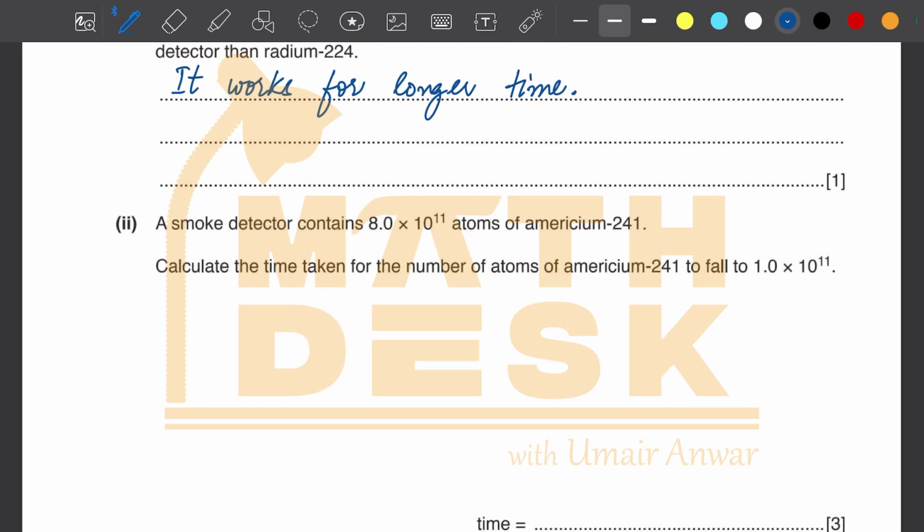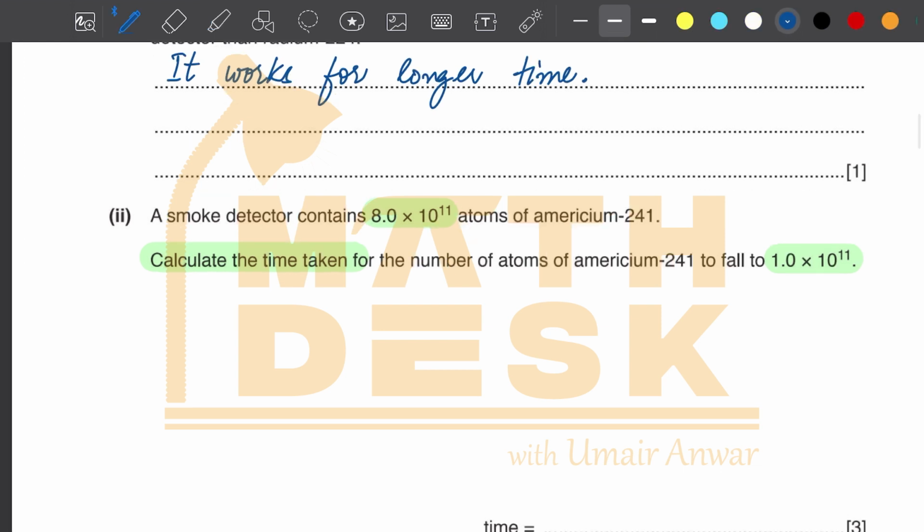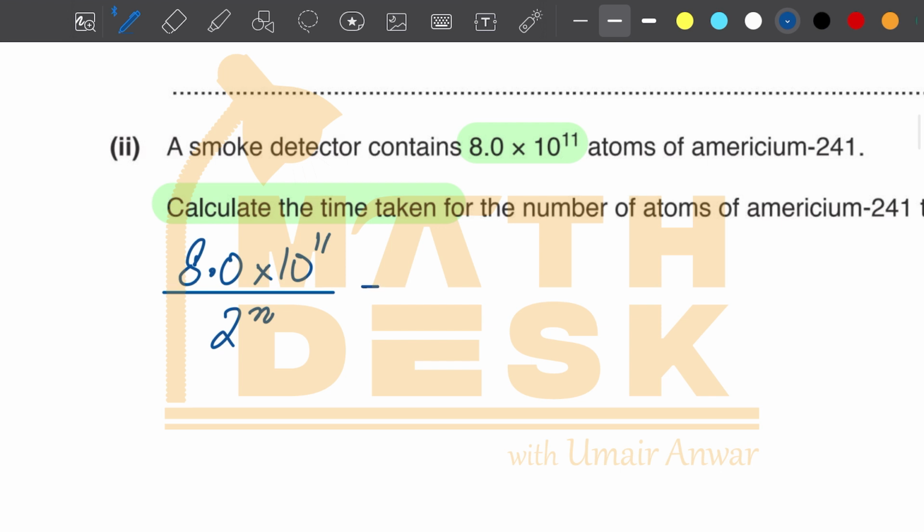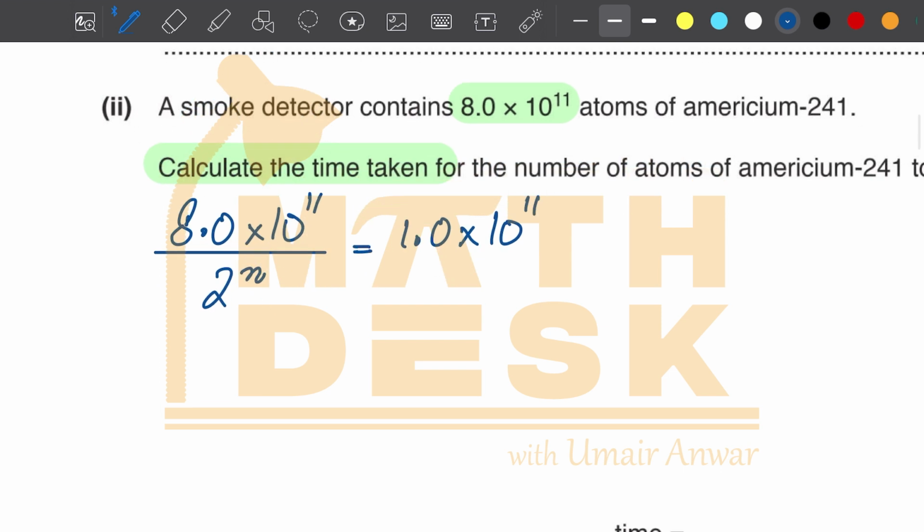The next part says a smoke detector contains 8.0 × 10^11 atoms of americium-241. Calculate the time taken. We have to find the time for the number of atoms of americium-241 to fall to 1.0 × 10^11. So it means the starting number is 8.0 × 10^11, and we would be dividing it by some half-lives, which could be generally represented as 2^n, and the number of atoms would decrease to 1.0 × 10^11.